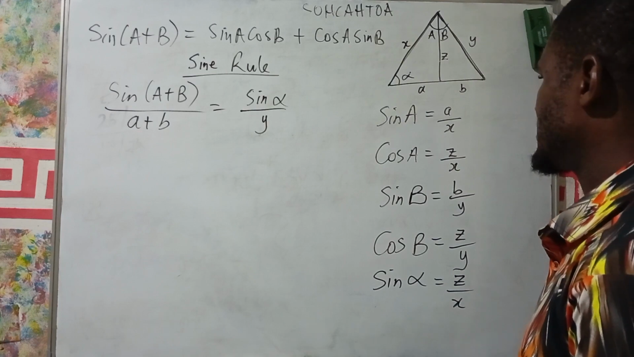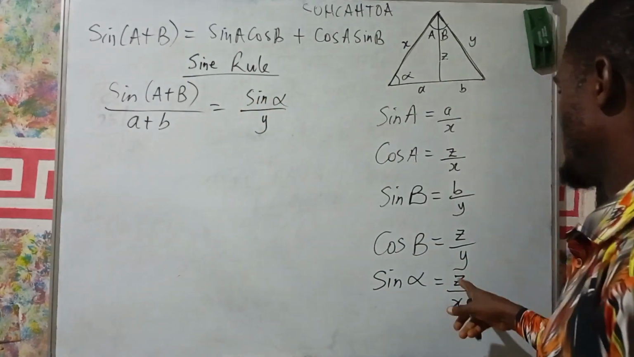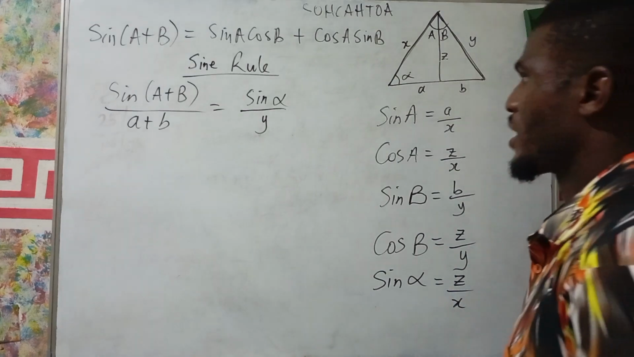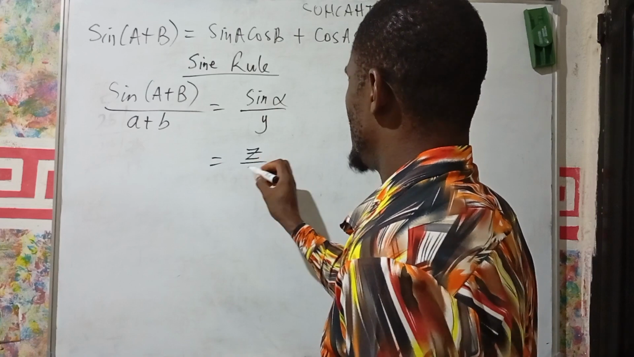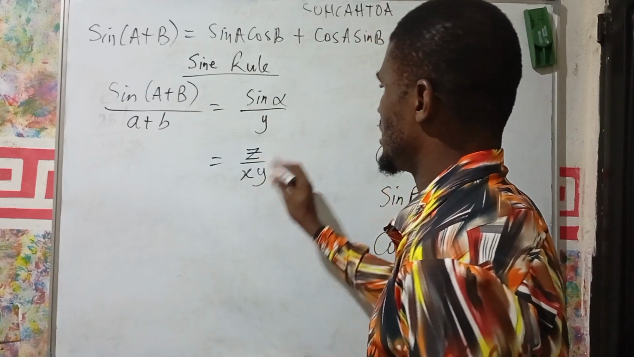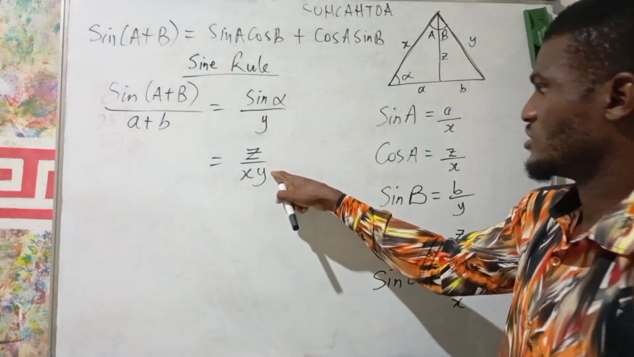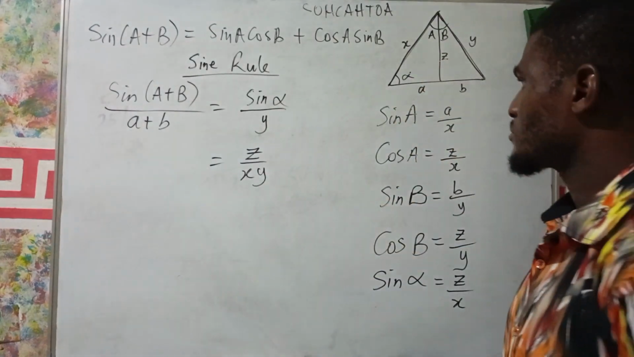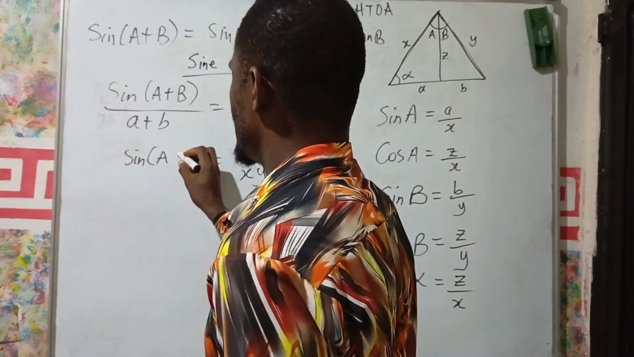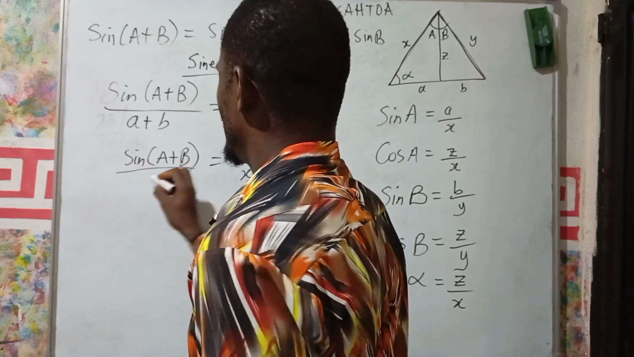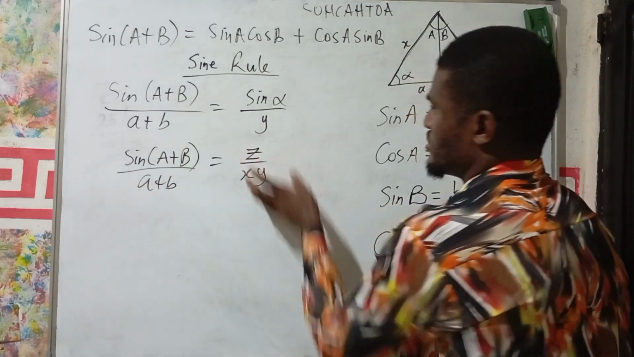And now don't forget that sine alpha is the same as Z over X. So this is the same thing as Z over X, and we also have Y, so that becomes Z over XY. Remember, the Y is on the denominator, so Y is still on the denominator. Then on this side we have sine of (A + B) all over a plus b. Now what we need to do is cross multiply.